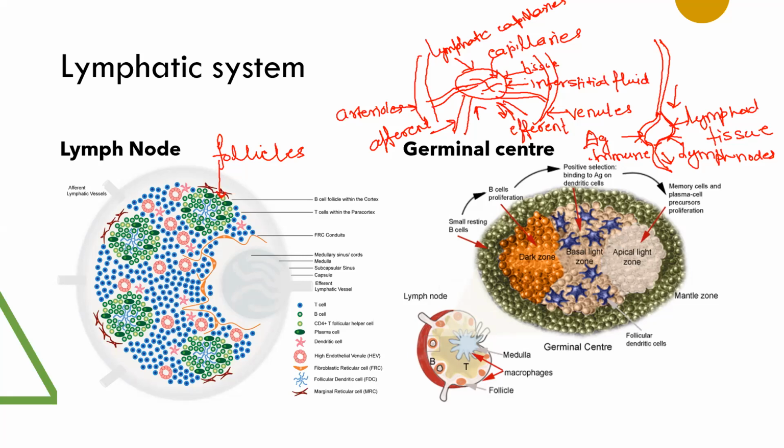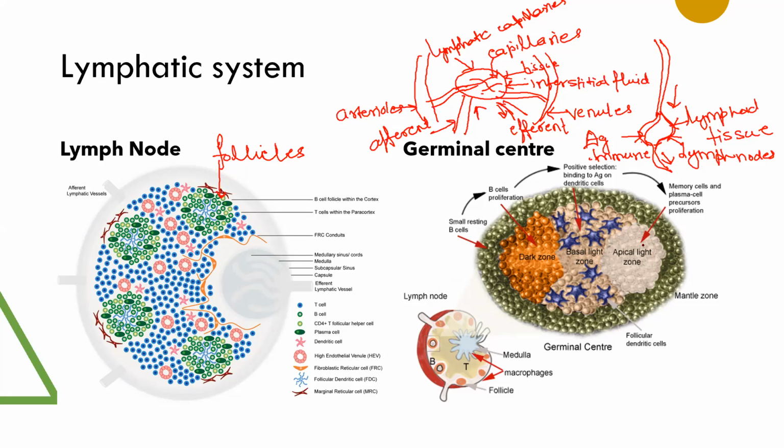So if you see, this figure has demonstrated one green region, which is the outside mantle region. Okay? And the follicles have been shown here. The follicles of this part are being shown here. Since there are more number of cells, we call it dark zone. Now, in this part where we have lesser number of cells, bigger cells, that is mostly the antigen presenting cells, that part is called the light zone, basal light zone.